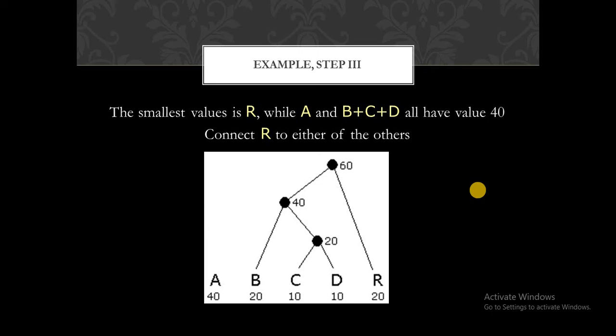Now the frequency of the new parent node is 60. 60 is nothing but the summation of B plus C plus D plus R, so it will be considered as B plus C plus D plus R. Now we have only two child nodes, that is 60 and 40. 40 means letter A; the frequency of letter A is 40 and the frequency of the new parent node is 60. So now we have to connect these two.